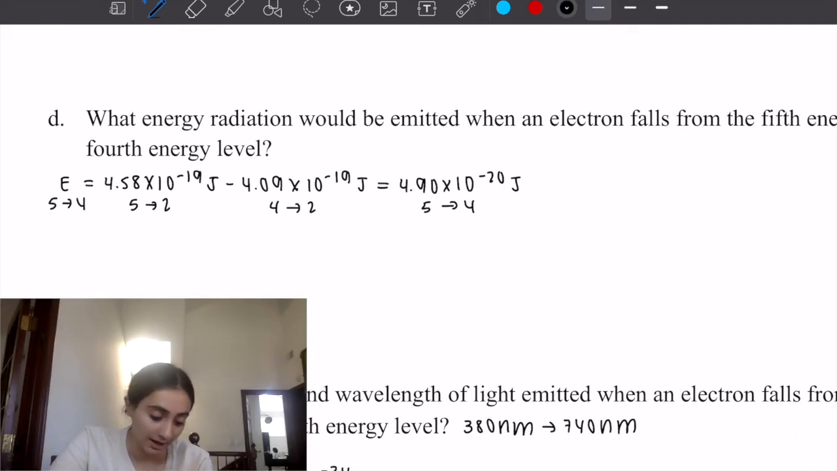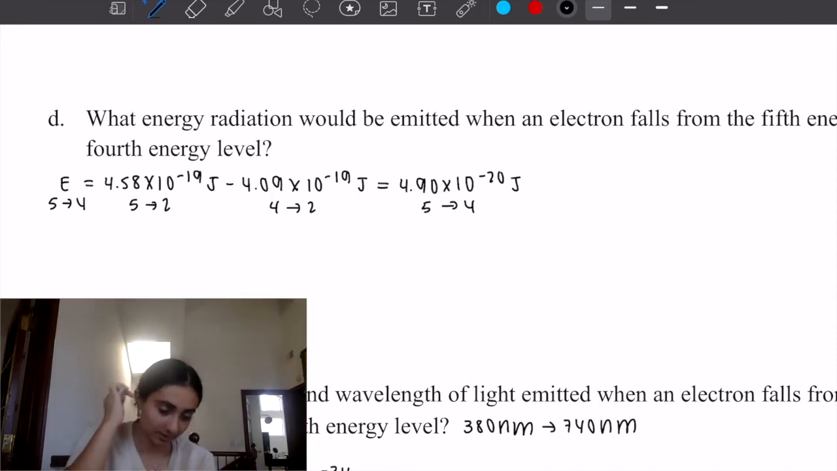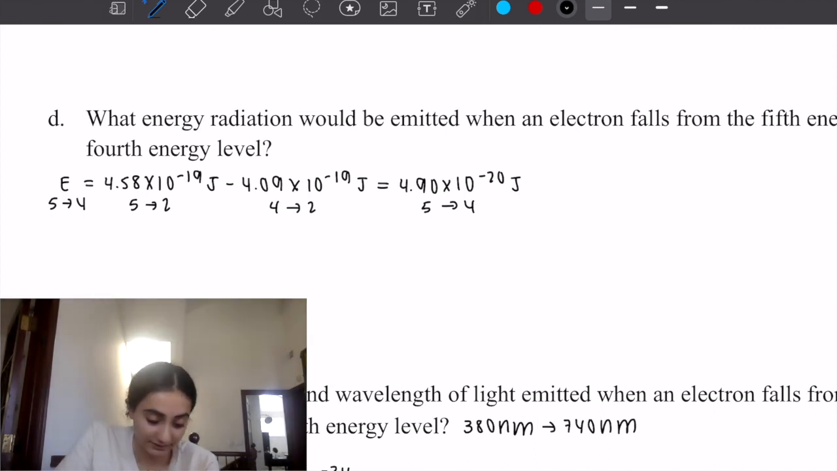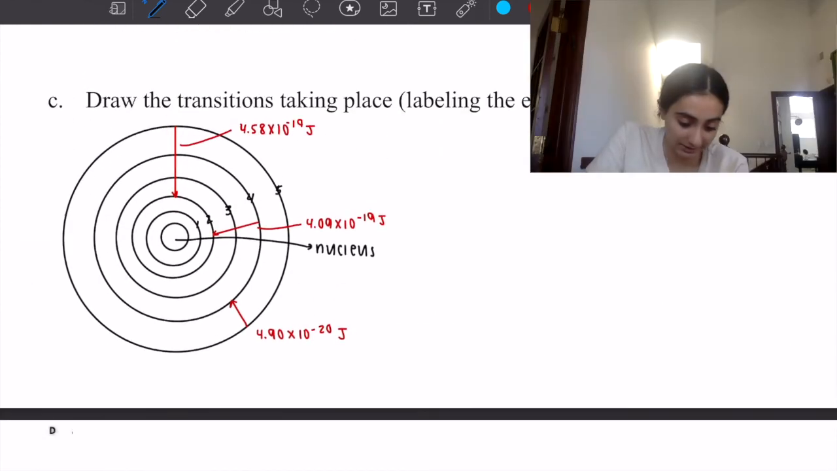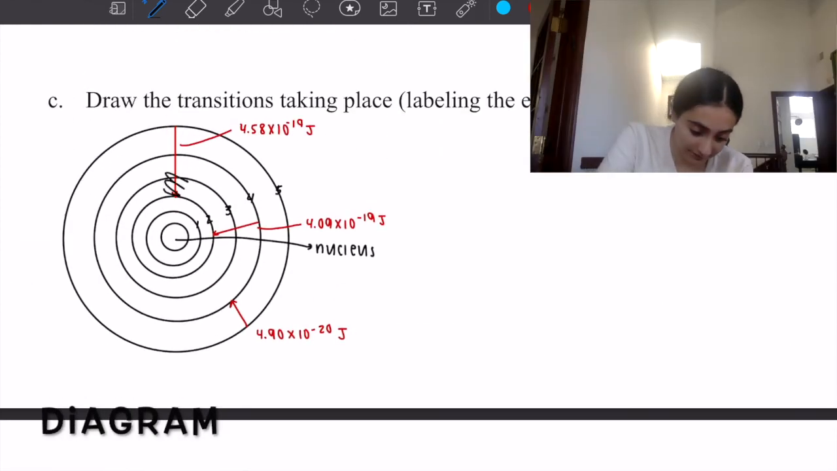So let's do that. I subtracted 4.58 times 10 to the negative 19th minus 4.09 times 10 to the negative 19th, both of those are joules, to get 4.90 times 10 to the negative 20th joules. So we're trying to get the energy required from the fifth orbital to the fourth. So I subtracted the fifth to the second minus the fourth to the second, and all we have left is the fifth to the fourth. And that you can see in this equation as well. All of this was subtracted away, and we're just left with this.